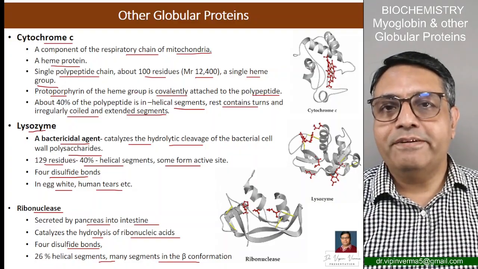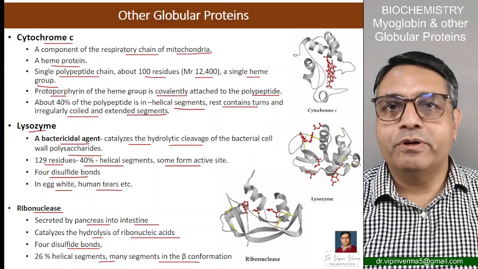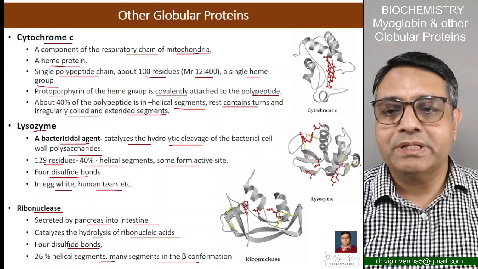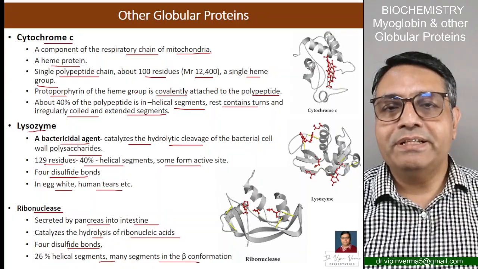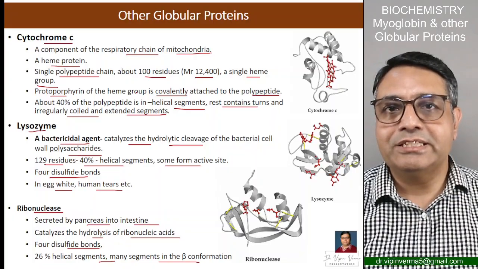So if you can see here, we discussed today 4 globular proteins: myoglobin, cytochrome C, lysozyme and ribonuclease, each having distinct functions and distinct structures.